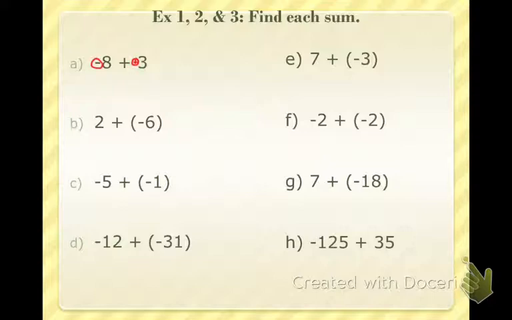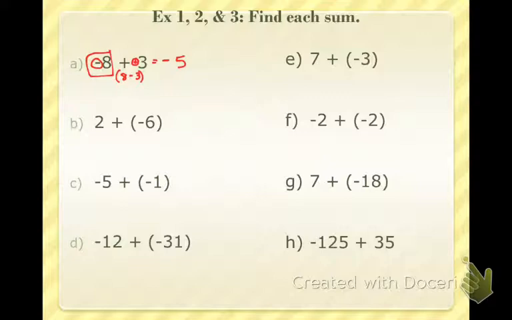There's a hidden positive sign. That means you're going to subtract them in your brain. You're going to go 8 minus 3. That is 5. So in your brain, you're doing 8 minus 3. And it's 5. But 8 is the bigger number, and it has a negative on it, so you're going to put a negative sign in front of it.